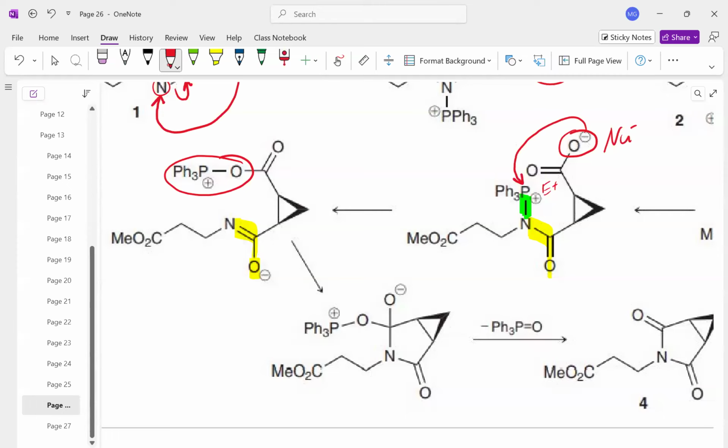Now, if I do that and leave it, I would violate the octet rule for phosphorus. So I'm going to take these electrons, and instead of moving them back to the nitrogen, I'm going to use them to explain how I get a nitrogen-carbon double bond, this double bond right here. And then, so that I don't violate the octet rule for carbon, I'm going to move these pi electrons up to that oxygen.